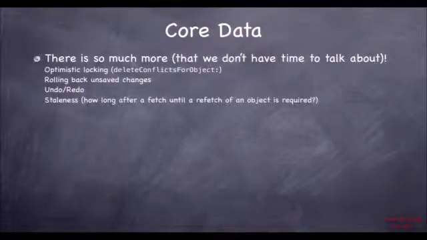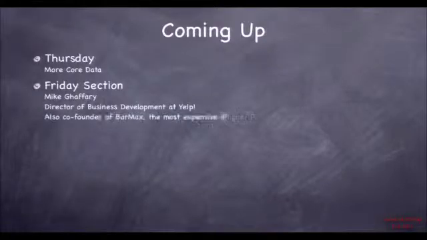All right, so that's it. That's all I'm going to talk about today. There's lots more I could talk about in Core Data: optimistic locking and undo and redo. It does full undo and redo. Thing about staleness of fetching, all that. We don't have time for any of that, unfortunately.